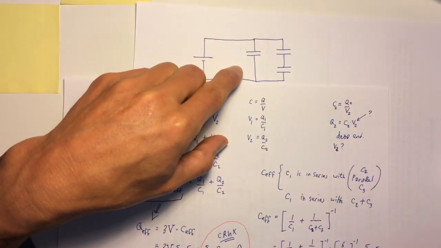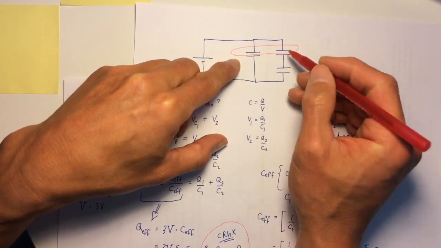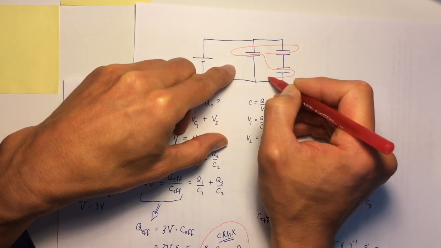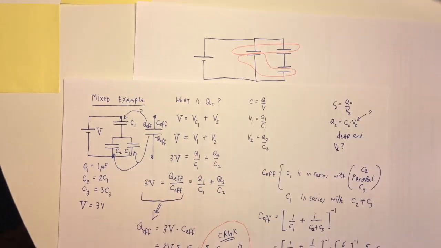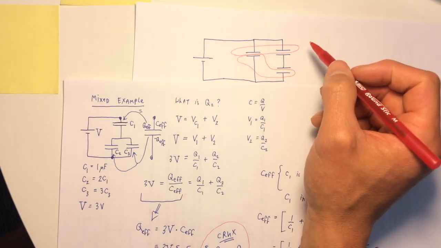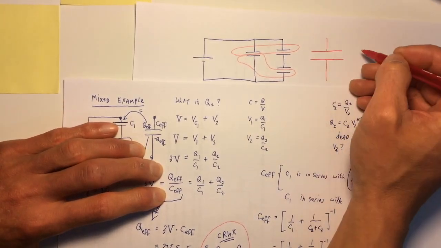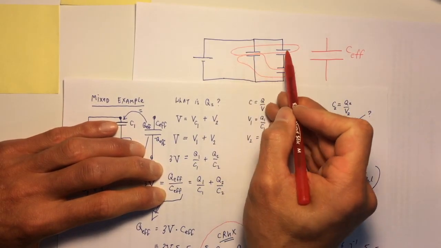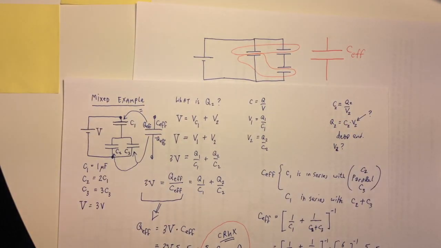Here, actually, this is the top plate of this effective capacitance. This is the bottom plate of the effective capacitance. And this is some internal thing that's interesting in and of itself. But so when you think of effective capacitance, if this is the effective capacitor, the upper plate is this one and this one. The lower plate is this one and this one.